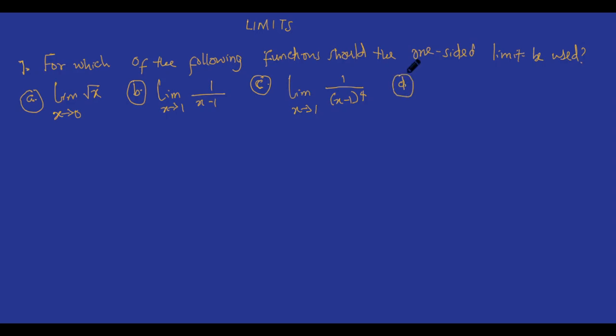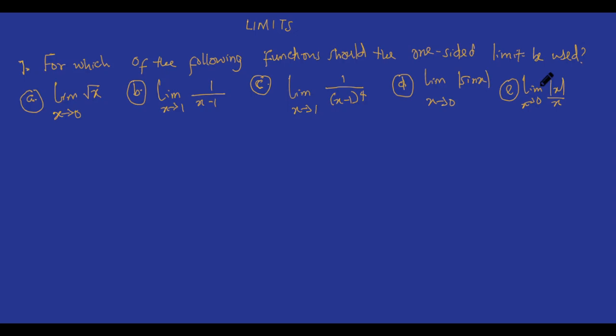The fourth question is the limit of the absolute value of sine x as x tends towards 0. And the last function that we have there is the limit of the absolute value of x divided by x as x tends towards 0.